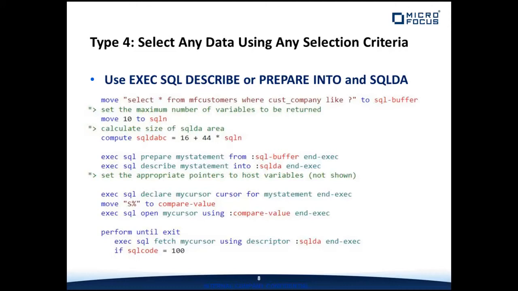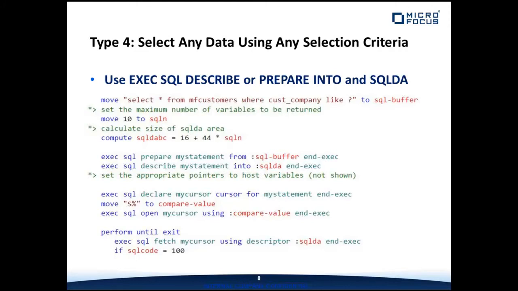By setting some initial values in the SQL DA structure and then executing an exec SQL describe or a prepare into for your prepared statement, OpenESQL will populate the fields of the SQL DA structure with the column names, data types, and lengths of the columns that will be returned when the prepared statement is executed.